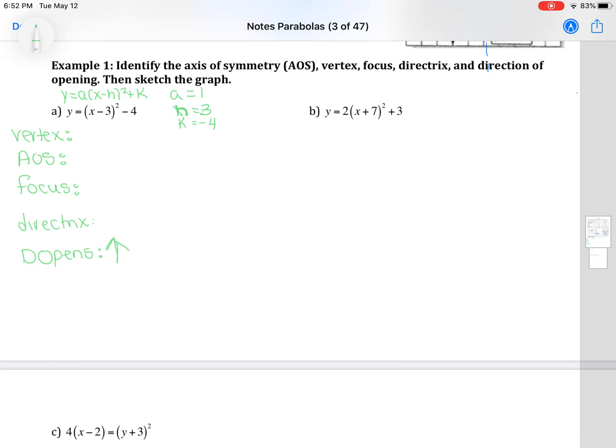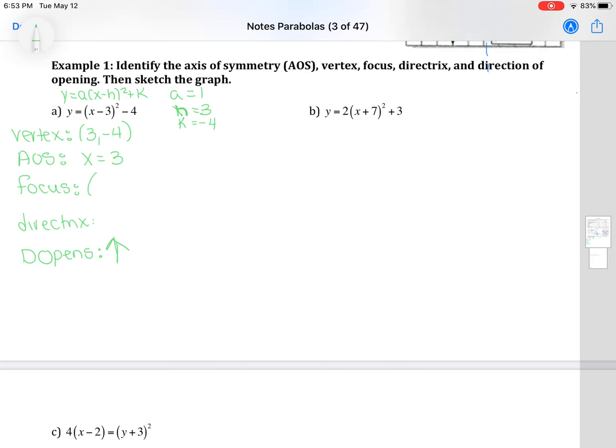So I always like to just draw arrows. You can also write UP for up, but certainly you can just use an arrow. So if it opens up, our vertex is h comma k. Well, we already identified that we have 3, -4. Our axis of symmetry is going to be x equals h. So there are definitely some technicalities here, so please make sure it is an equation. So you need to have x equals 3. If you just write 3, you will lose points.